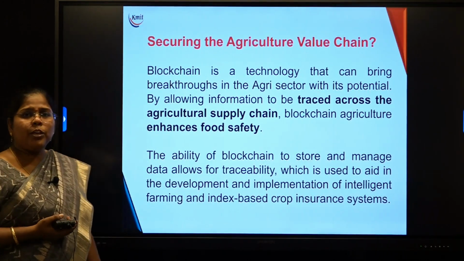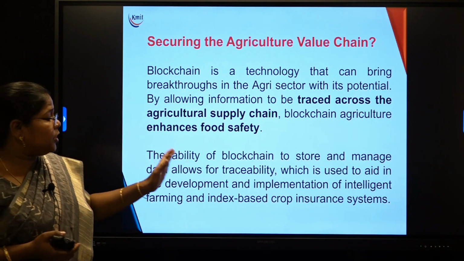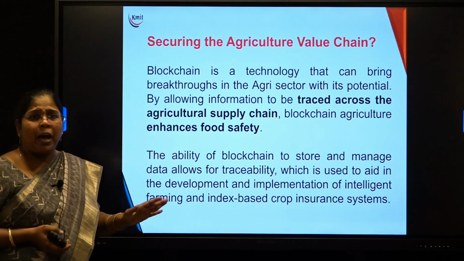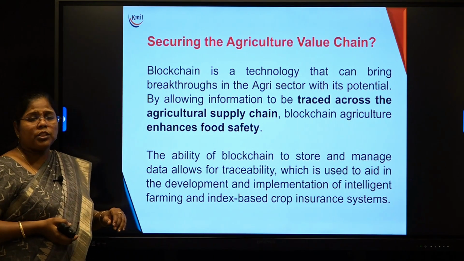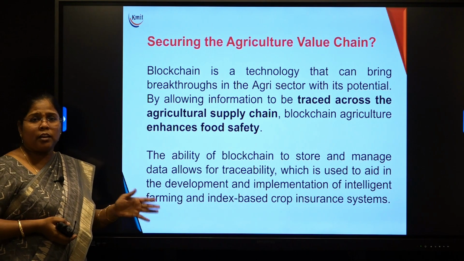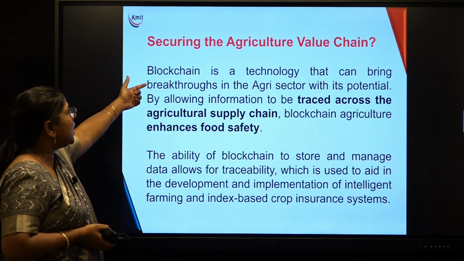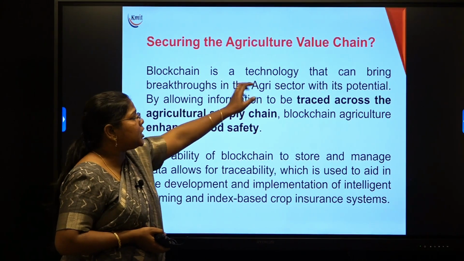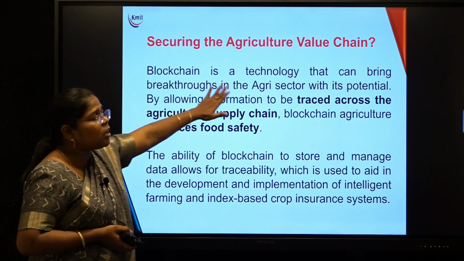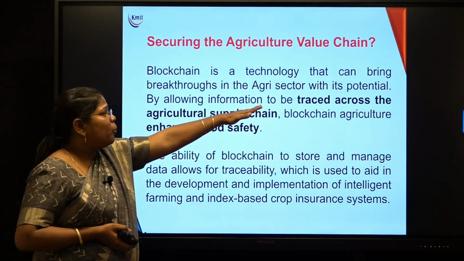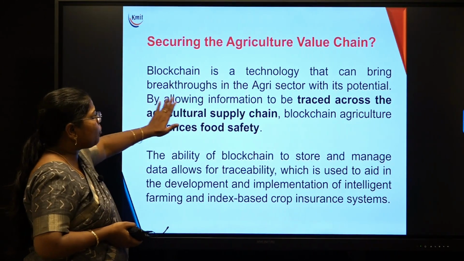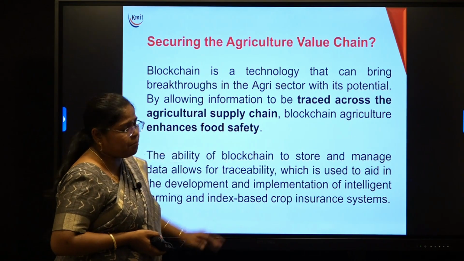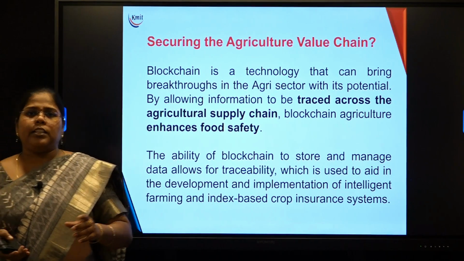This blockchain can be used in supply chain management. So, how can we use blockchain in supply chain management? Here we have blockchain, a technology that can bring breakthroughs in the agriculture sector with its potential, by allowing information to be traced across the agriculture supply chain. So, let me take an example.